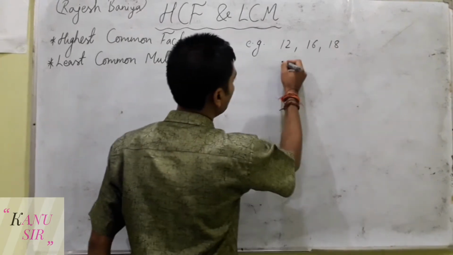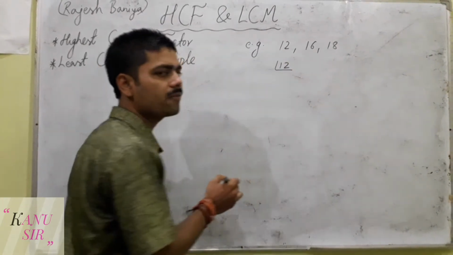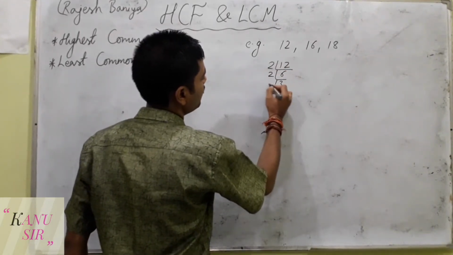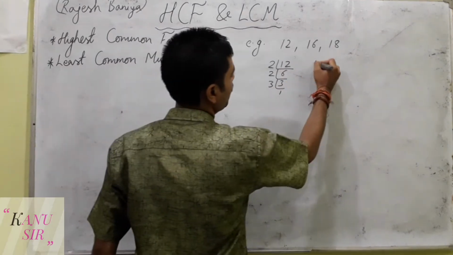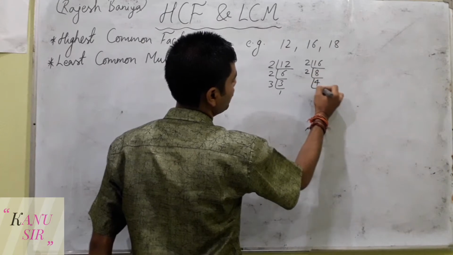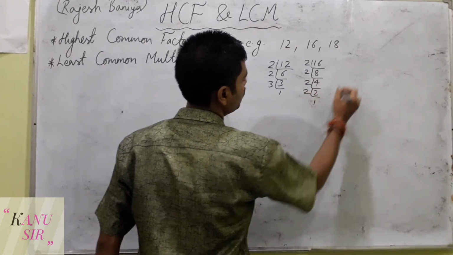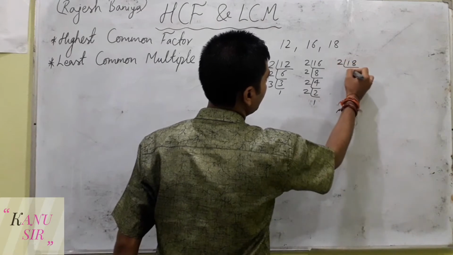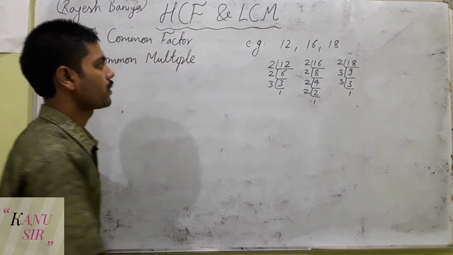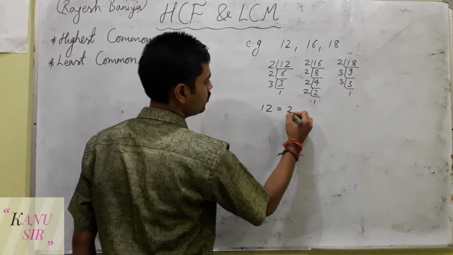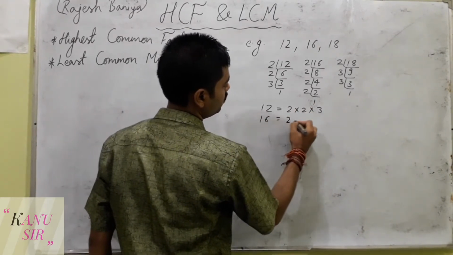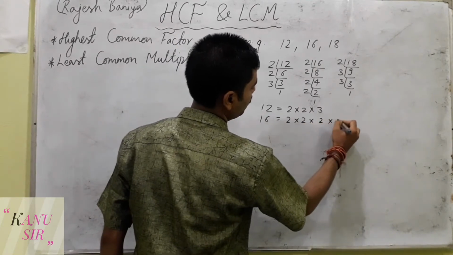Mostly in the lower classes we have done finding the prime factors of these numbers. Like 2 times 6 is 12, 2 times 3 is 6, and 3 times 1 is 3. For 16 we will write 2 times 8 is 16, 2 times 4 is 8, 2 times 2 is 4, and 2 times 1 is 2. And for 18 you can do 2 times 9 is 18, 3 times 3 is 9, and 3 times 1 is 3. Finally, you will be writing here 12 equals 2 times 2 times 3, and 16 equals 2 into 2 into 2 into 2.